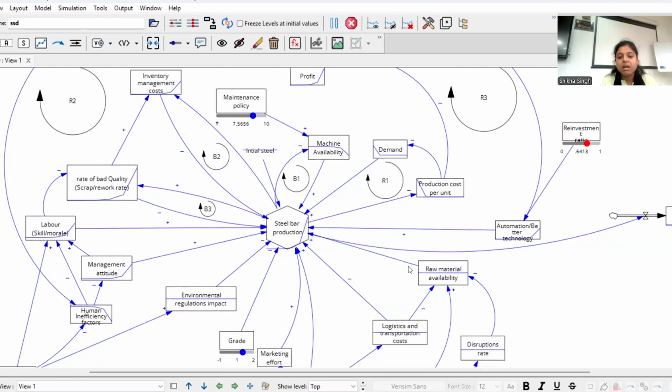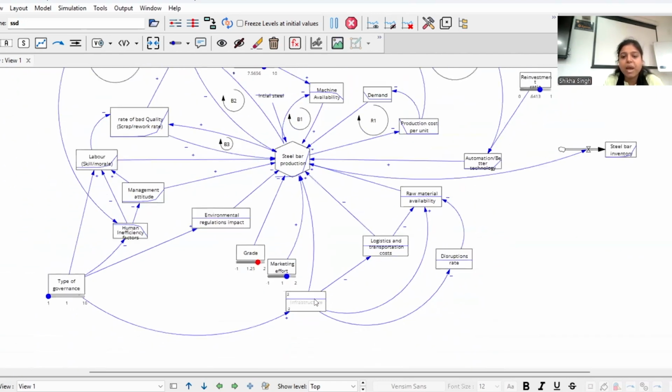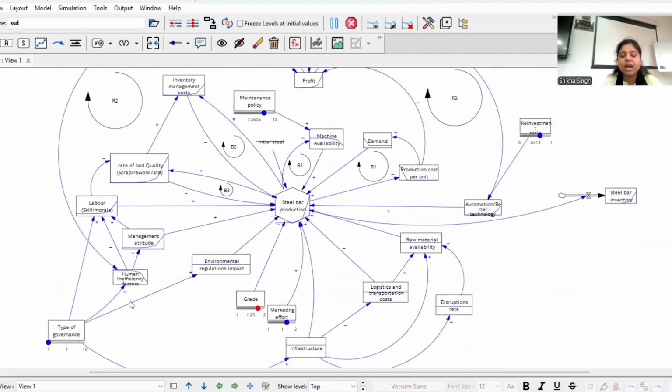Similarly, let us say I would like to change the grade of the steel. With grade, there is no change in the production or in the inventory. So this is how, with time, we may see different kinds of parameter changes, and we can define the variance in the system. This is how we can always define some particular parameters in the models.